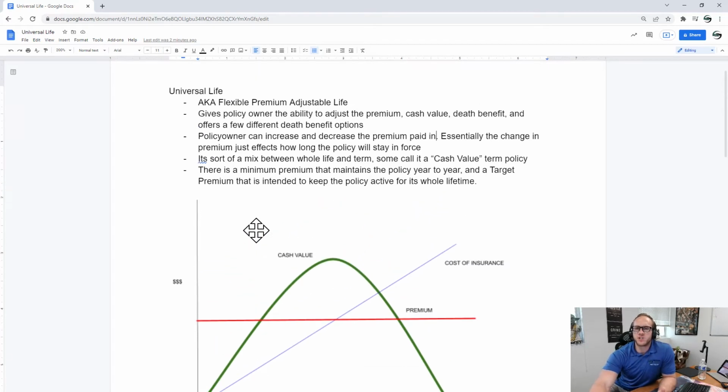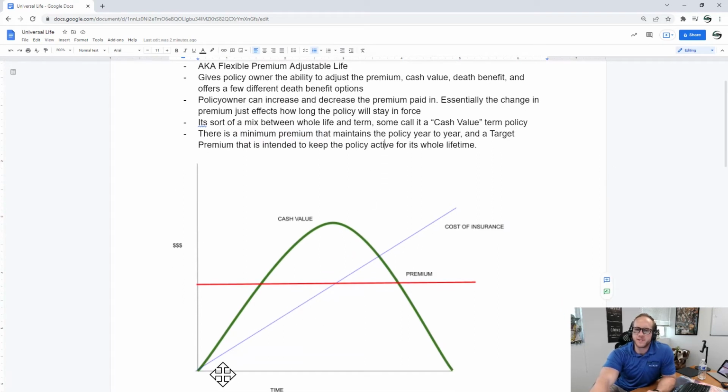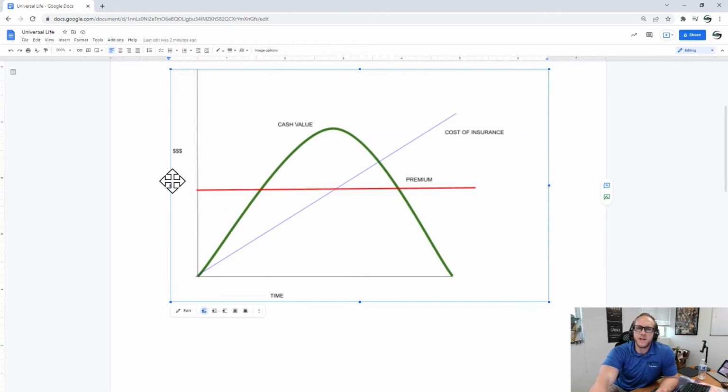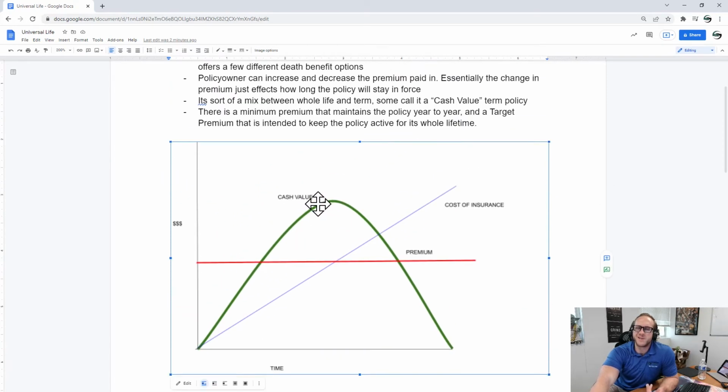If someone just made the minimum premium, it would maintain the policy year to year. Every year the person just pays whatever the cost of insurance is, and the policy stays in force. It's essentially like an annual renewable term, but there will be no cash value growth. Here is the premium. Say this person is paying the target premium, the red line, which is the premium needed to keep the policy in force for its lifetime, or for however long the client wants to keep it.